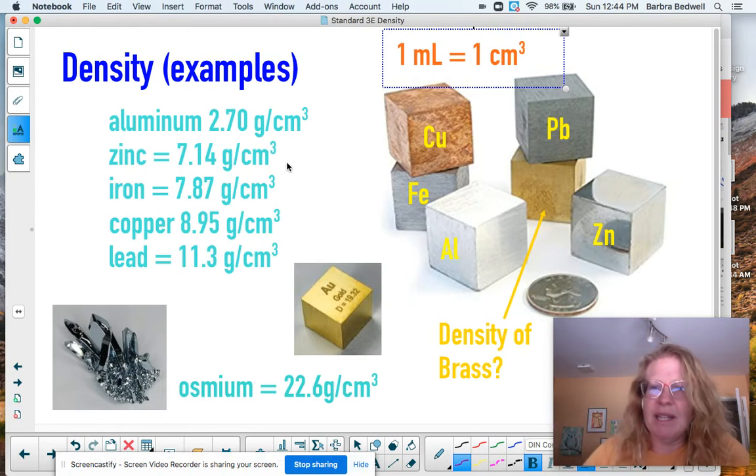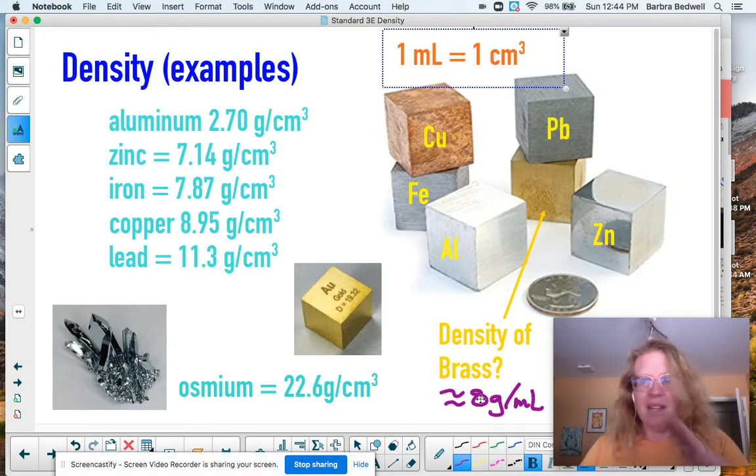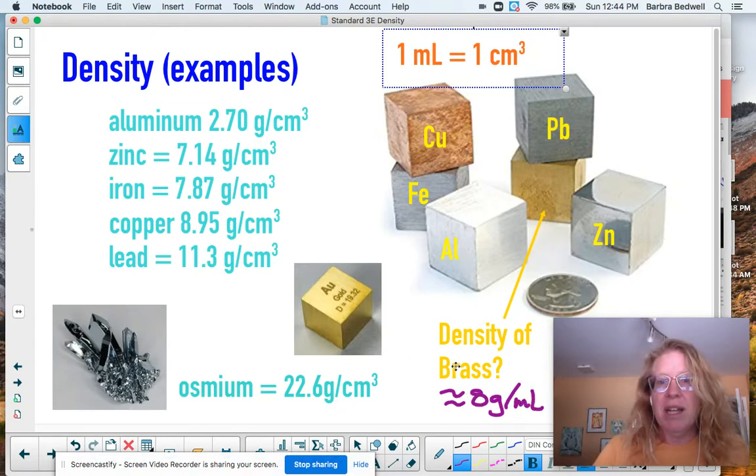It kind of depends on the exact version of brass that they make. But because it's copper and zinc together, mixed about 50-50, if you want to think of it that way, the average of those two things is somewhere in between. So the density of brass is approximately 8 grams per cubic centimeter or per milliliter, just depending on the exact alloy that it is. But you can tell brass is quite a bit lighter than gold is.